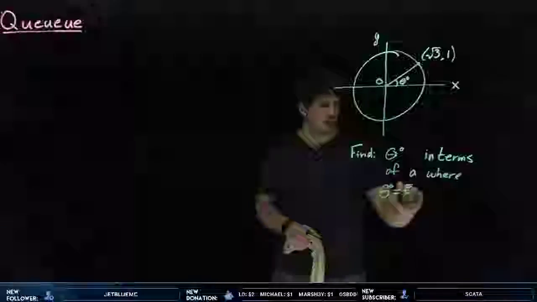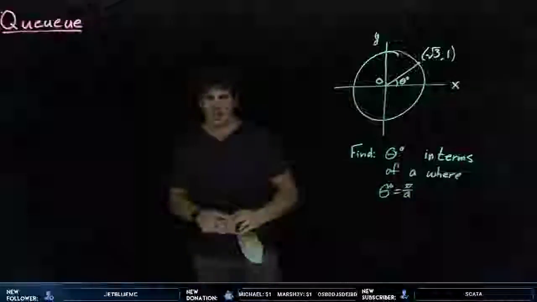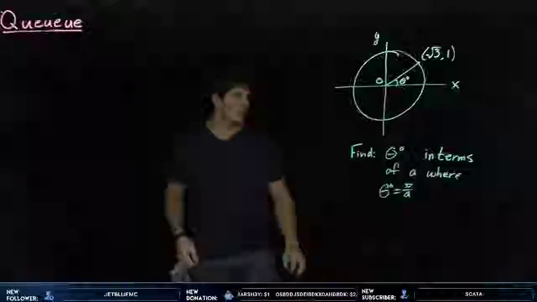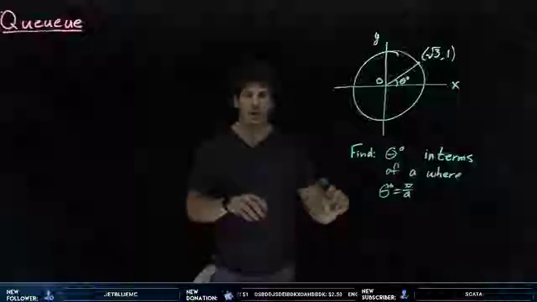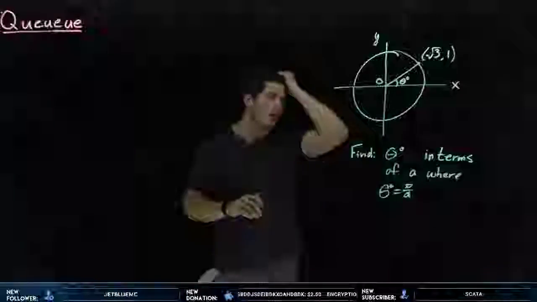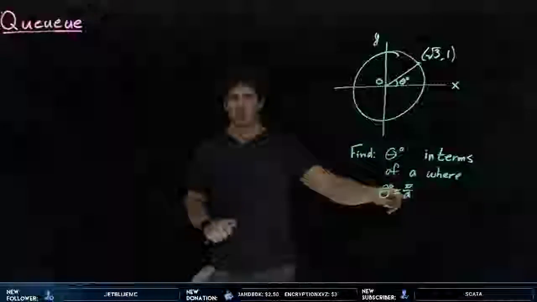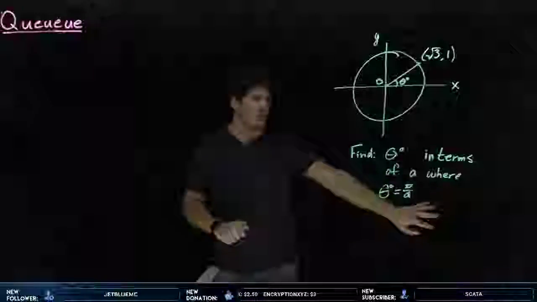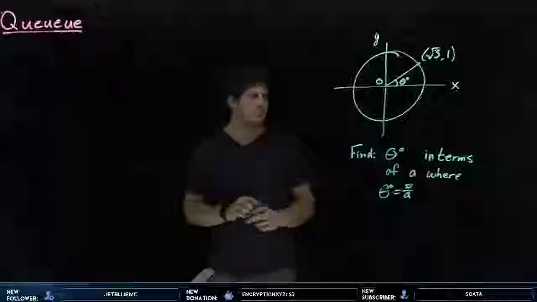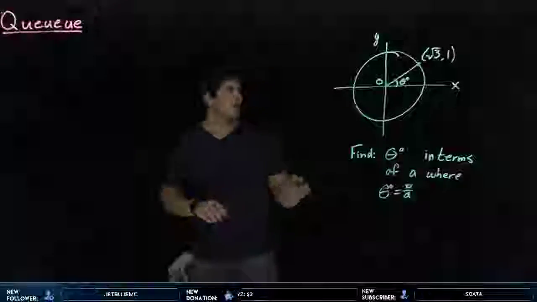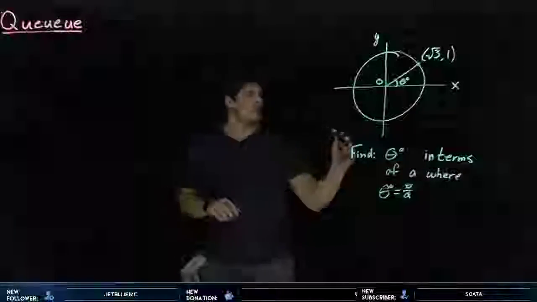pi over A. So what they're asking there might seem a little confusing, but what they're getting at in this last part is that they're going to be converting this into radians. Otherwise, it's the same thing. We still need to start by solving for theta, and then we'll just convert it to radians, and that's how we're going to solve for A. Great. So, or actually, we're solving for A.